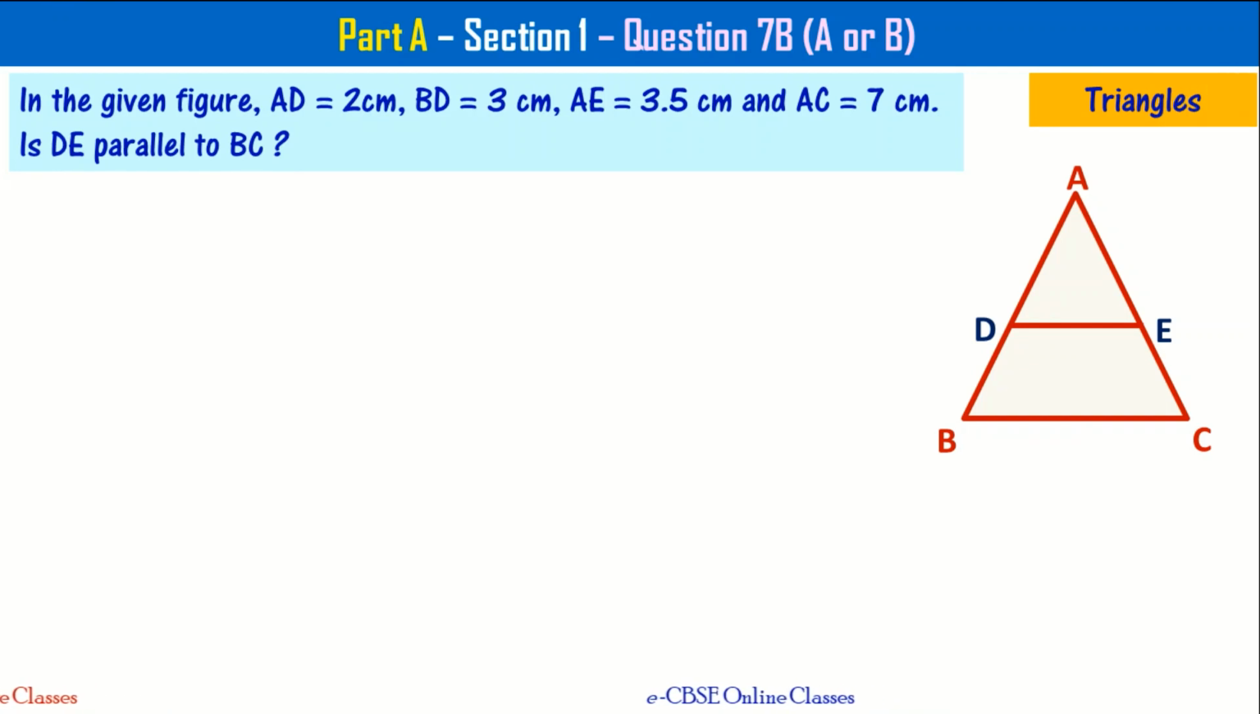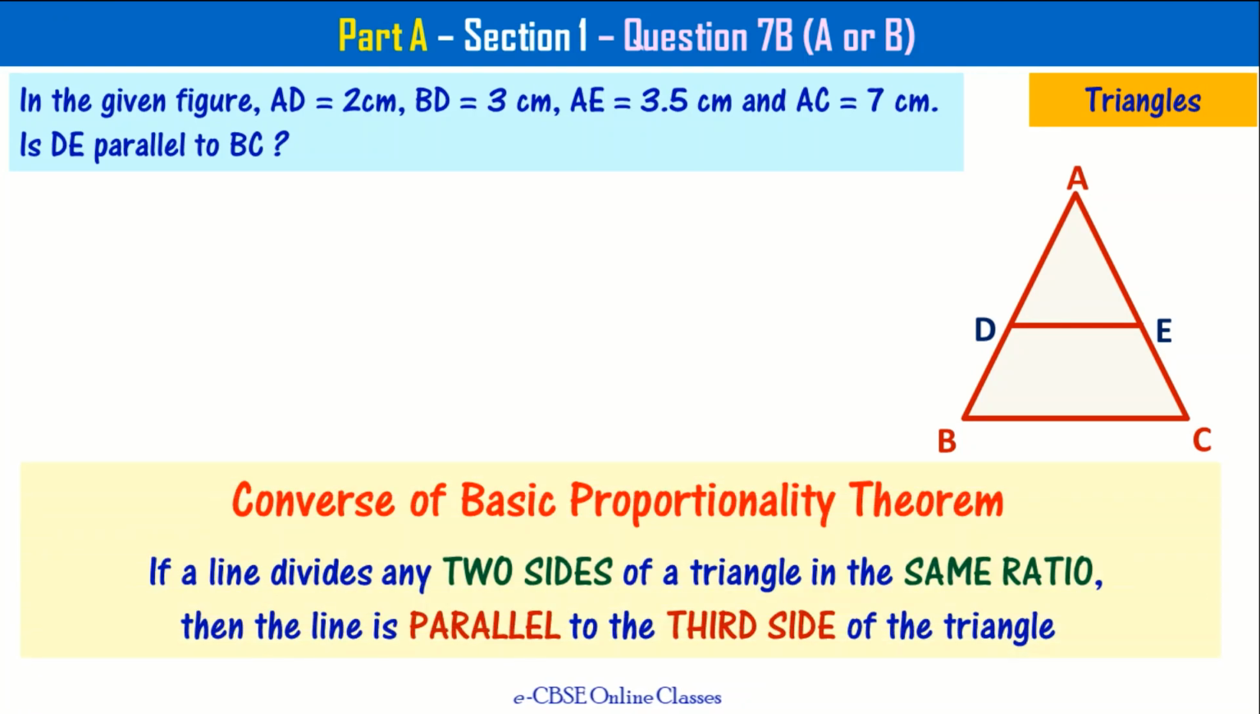This is also from triangles. You can apply the converse of the basic proportionality theorem to figure out whether line DE is parallel to line BC or not. The converse of the basic proportionality theorem states that if a line divides any two sides of a triangle in the same ratio, then the line is parallel to the third side of the triangle. Now we are looking at whether line DE is parallel to line BC or not.